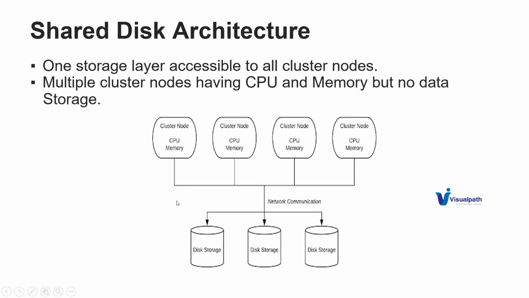So here every compute resource has its own CPU and memory, but the disk storage needs to be used commonly, from the database storage layer. Individually, it doesn't have the disk storage. So it can access storage 1, storage 2, storage 3, anything can be accessed.